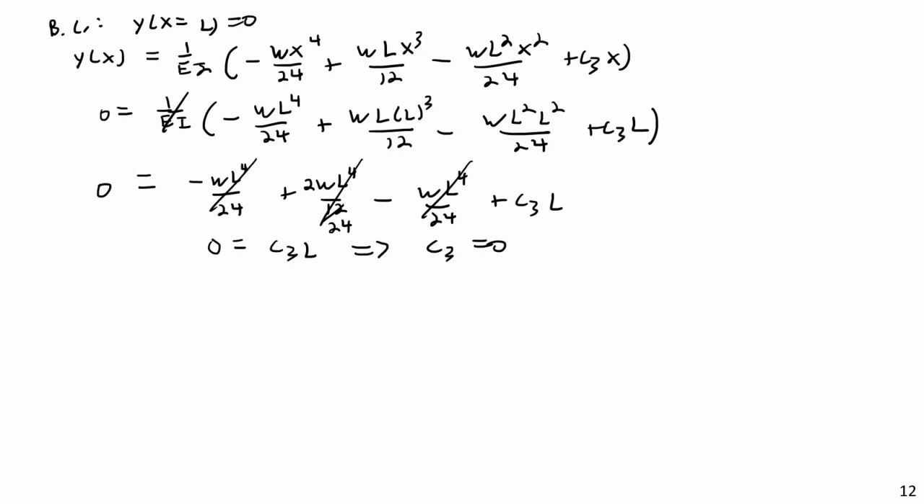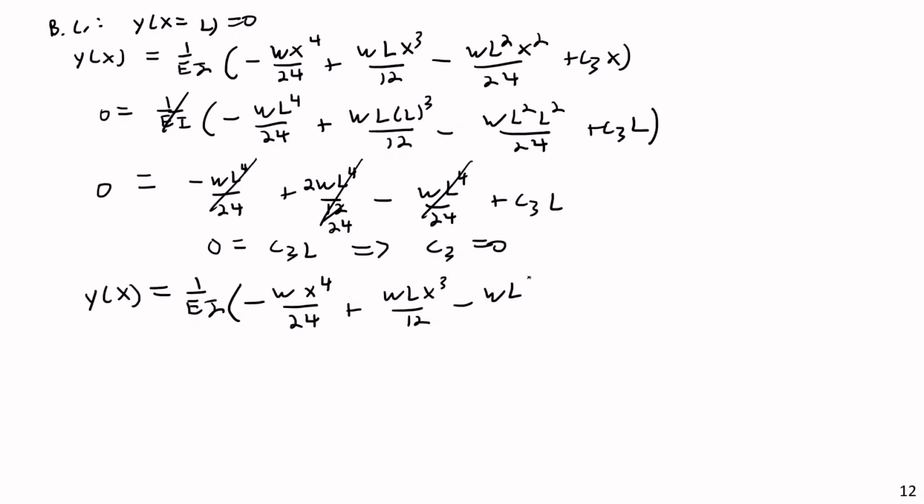That just goes away. And then I have a final deflection equation. No more integrals, I promise. Y as a function of x is equal to 1 over EI times negative WX to the 4th over 24 plus WL x to the 3rd divided by 12 minus WL squared x squared over 24.